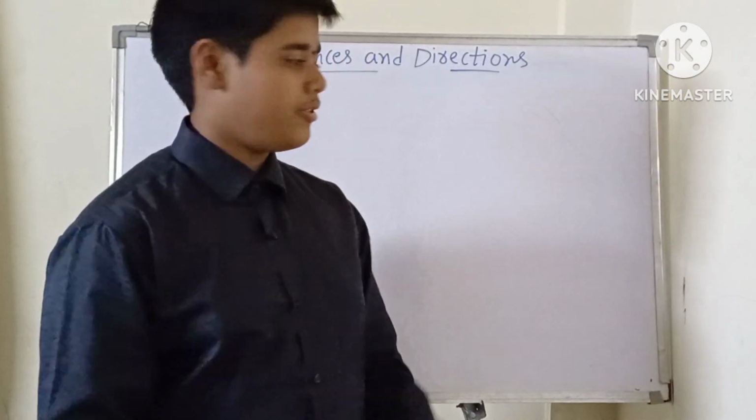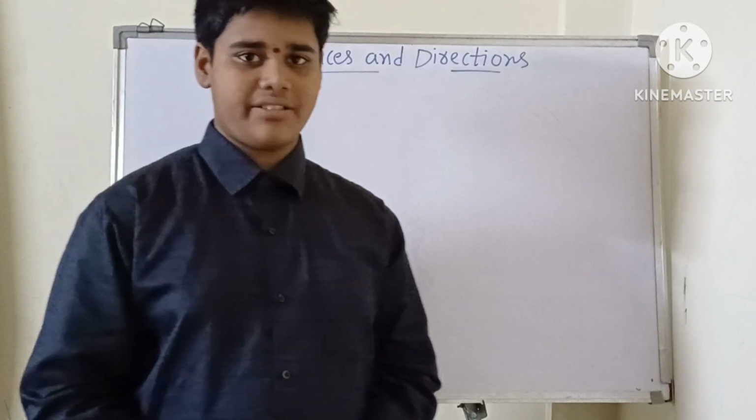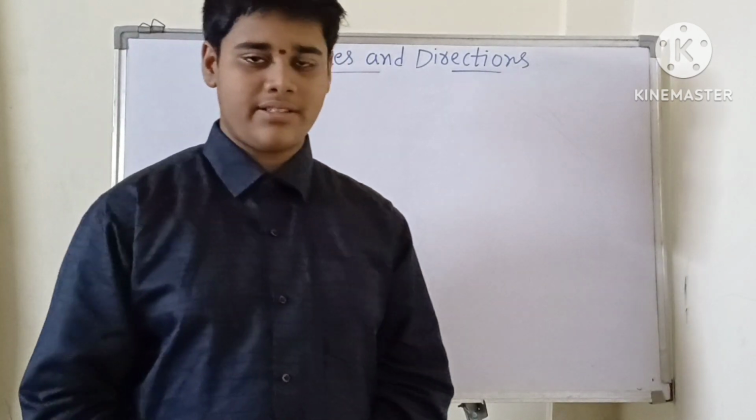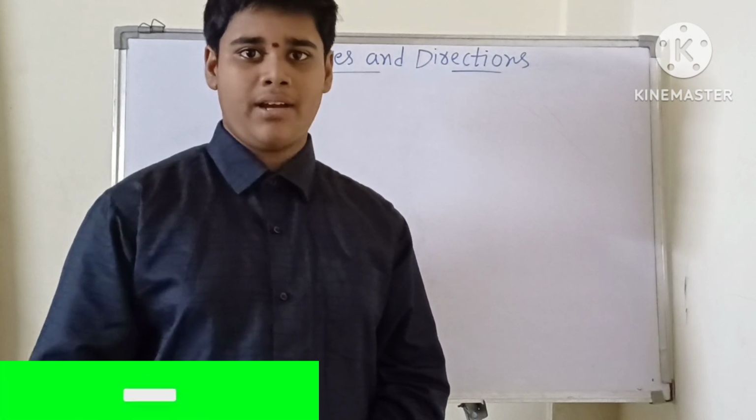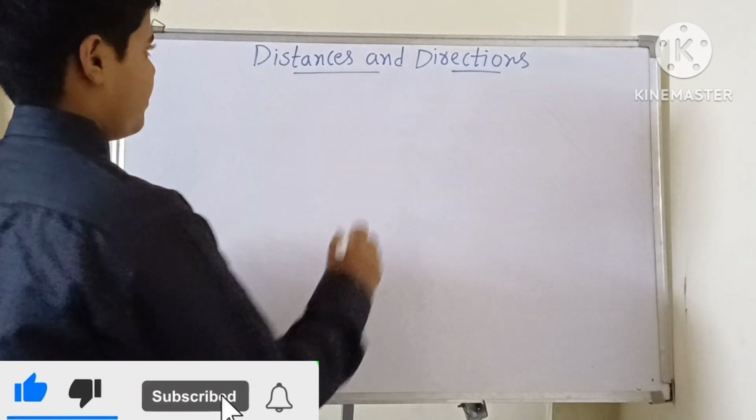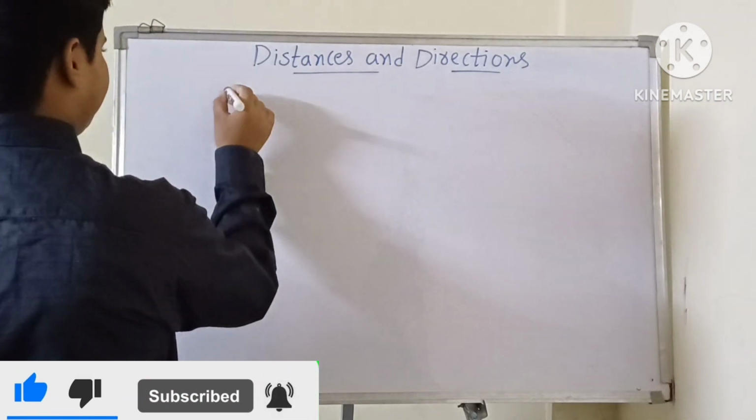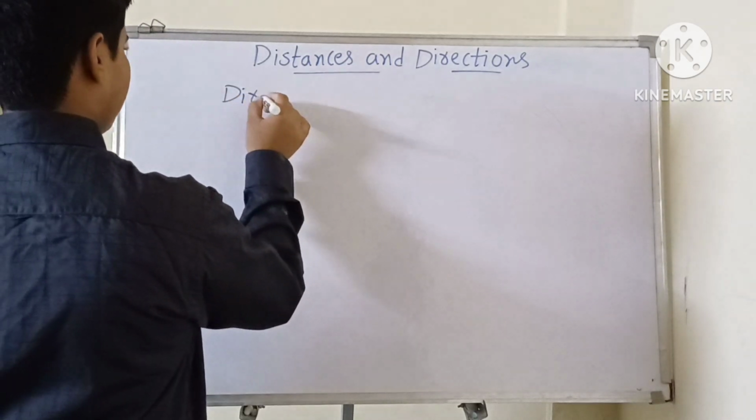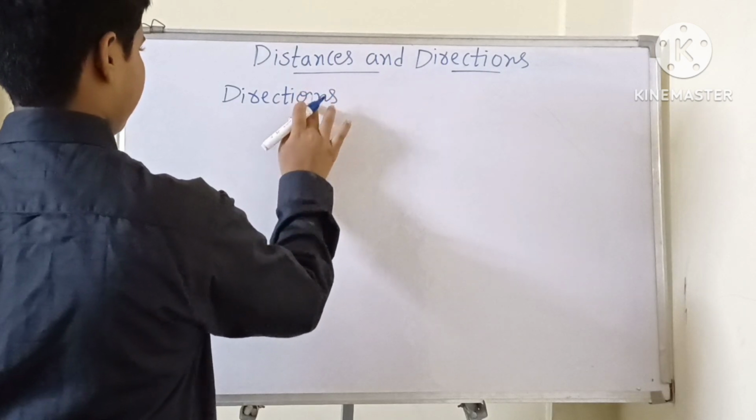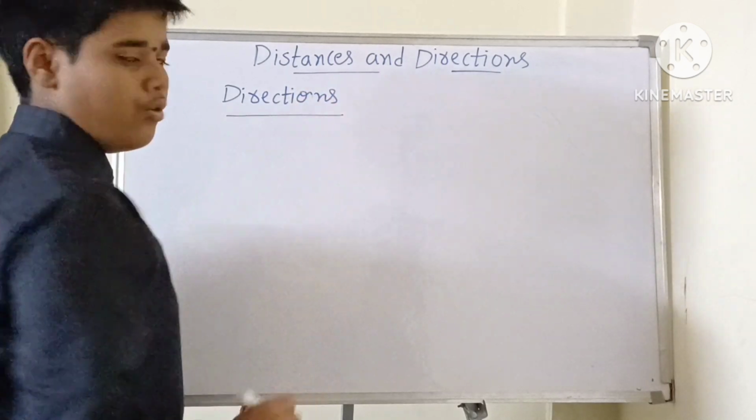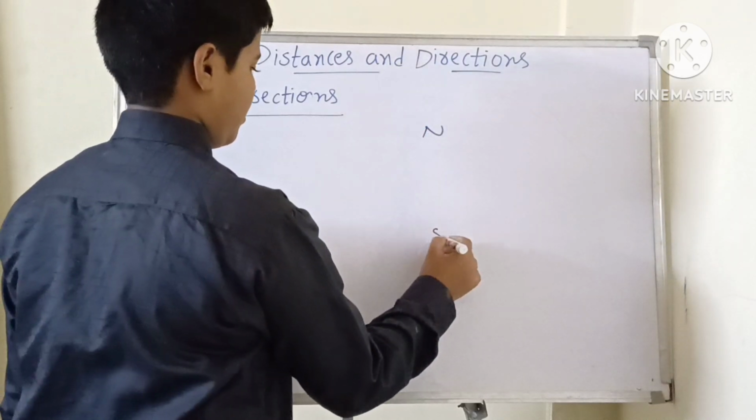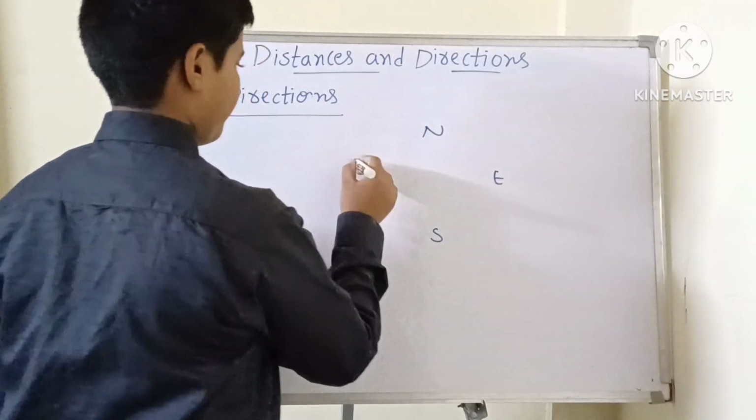Today I will explain about distances and directions. Here, minimum one question they will ask in competitive exams or IMO or any other maths Olympiads. Okay. So if you see first one, directions. So we have only four directions, which are north, south, east, west.